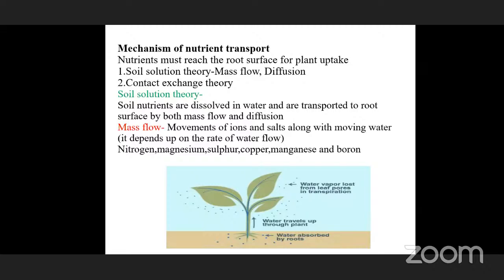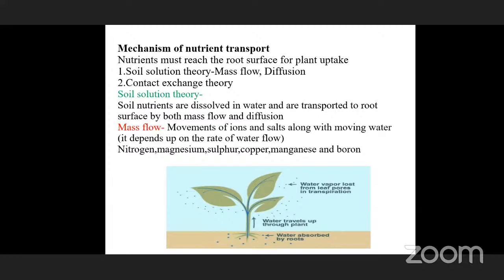So the nutrients present in the soil get dissolved in the water, and then they are transported to the root surfaces by both mass flow and diffusion. The name itself indicates soil solution, meaning the nutrients should dissolve in the soil solution. So what happens in mass flow? It is the movement of ions and salts along with moving water.